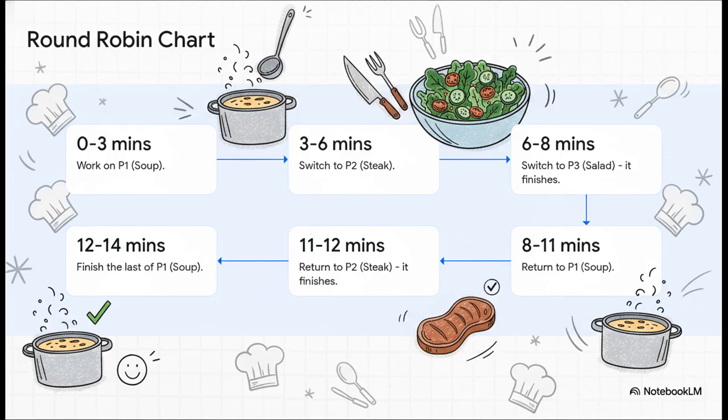From minute 0 to 3, they work on the soup. Then they switch to the steak for 3 minutes. Next up, the salad. Now the salad only needs 2 minutes, so it gets finished right there. Great! The chef then cycles back to the soup for another 3-minute burst. Then back to the steak, which now only needs 1 more minute. And finally, they go back and complete the last 2 minutes of the soup.